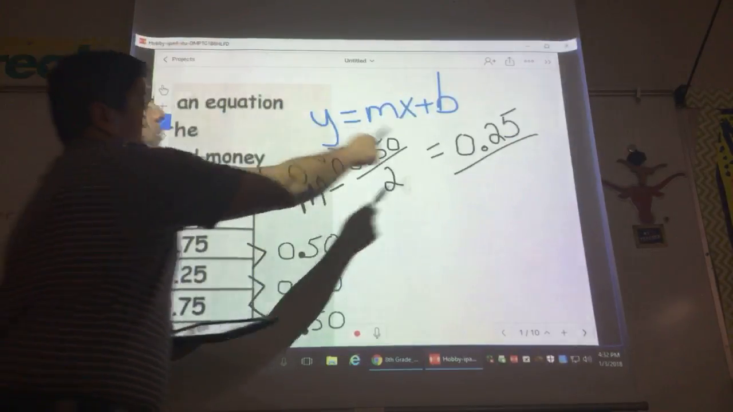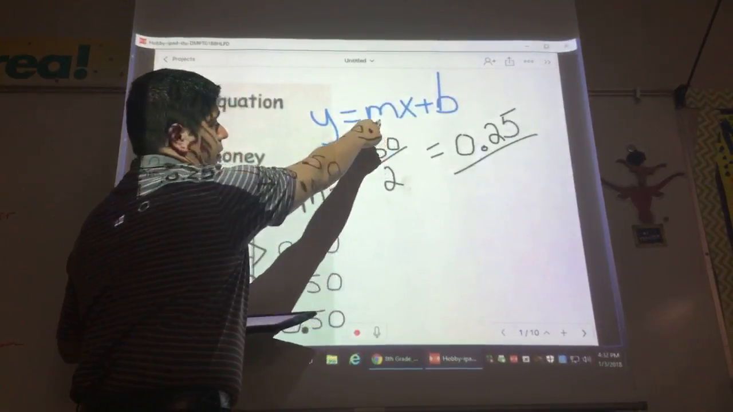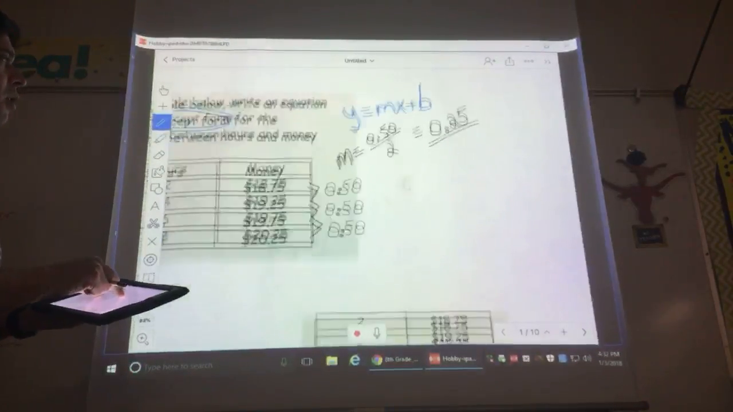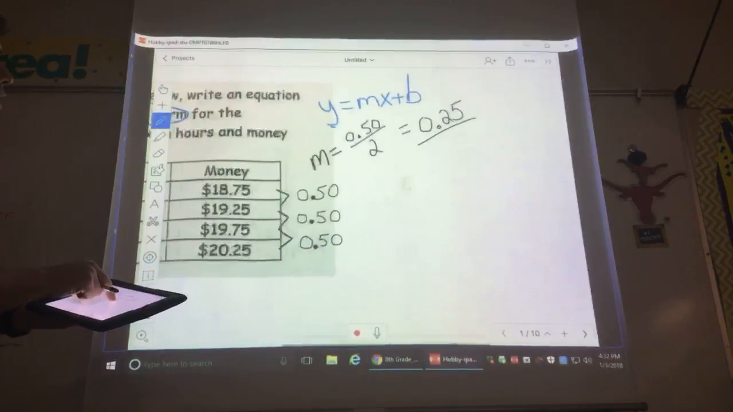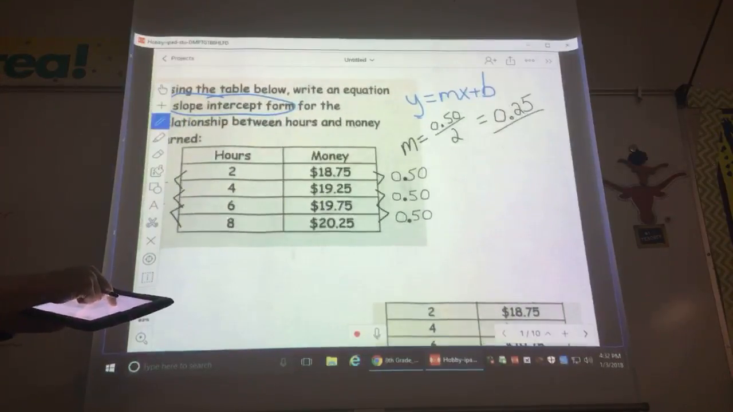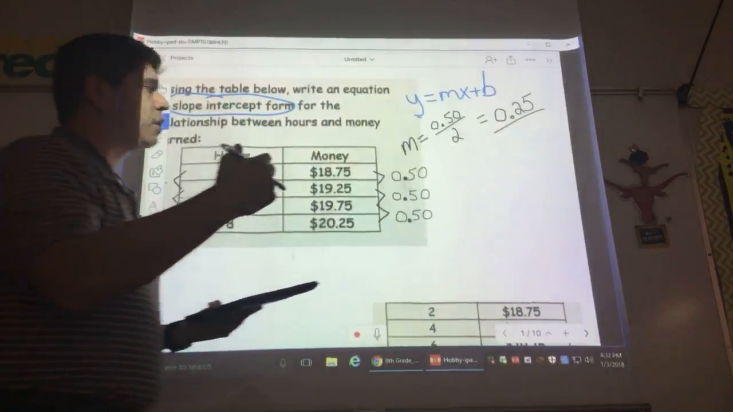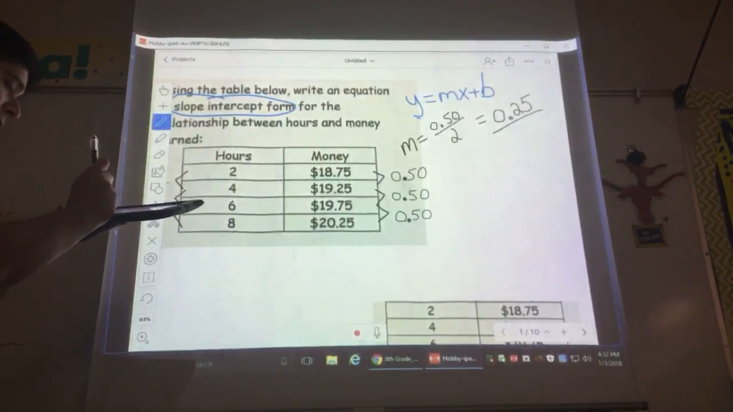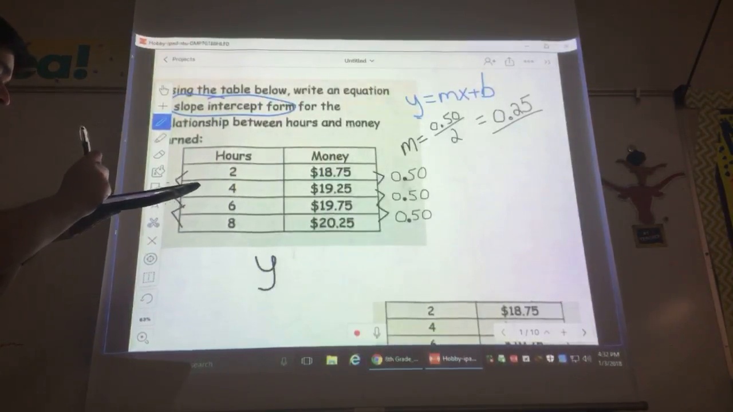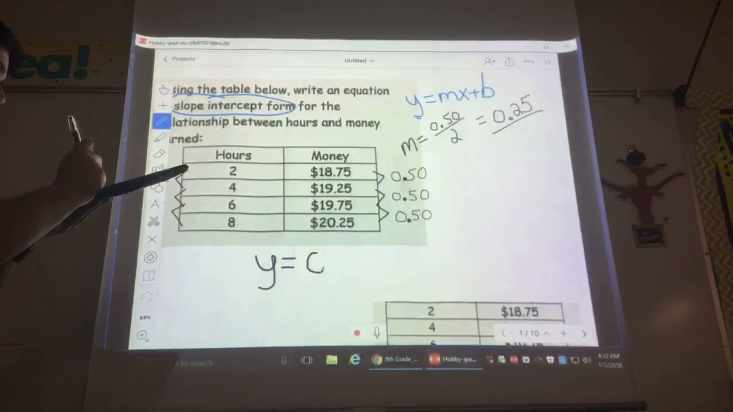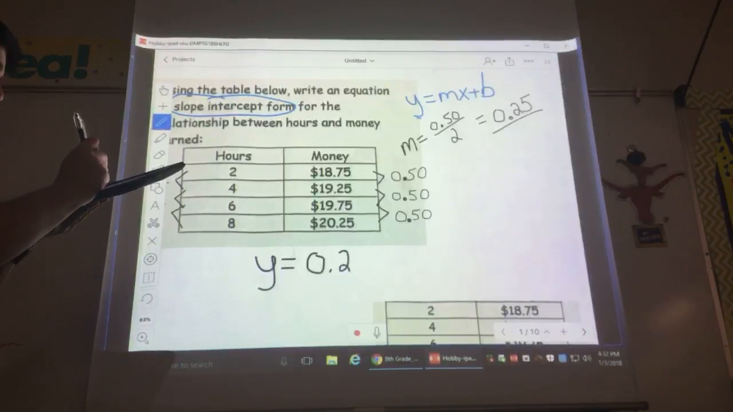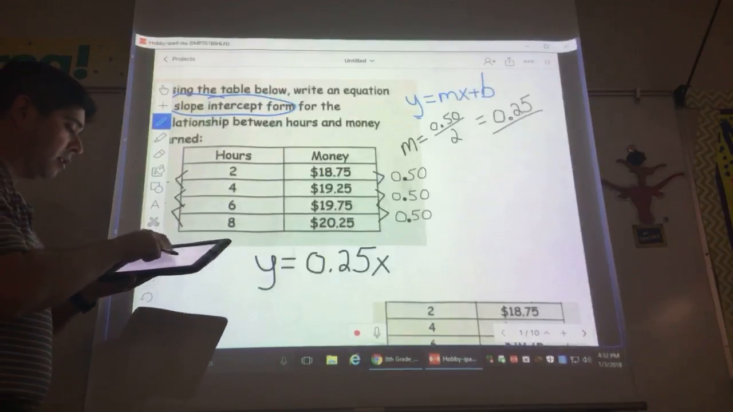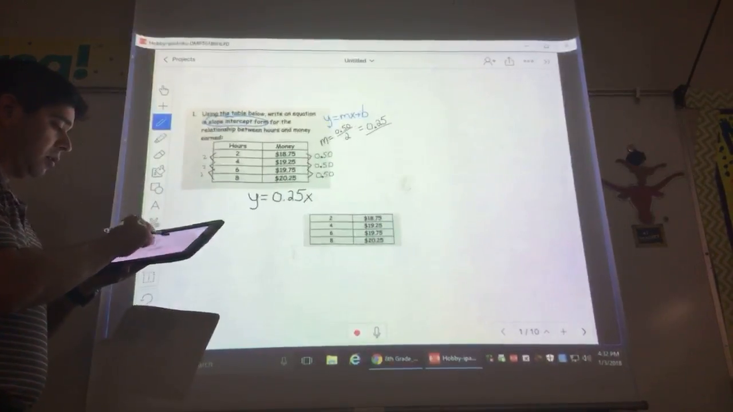This part right here is what's going to go in front of the x. So I pretty much helped you out with the slope part. Now what you're going to have to do is find the y-intercept, and I'll show you how to do that in a second. But let me go ahead and fill this in for you. y equals 0.25x. And now the y-intercept part of this is what we'll go to next.